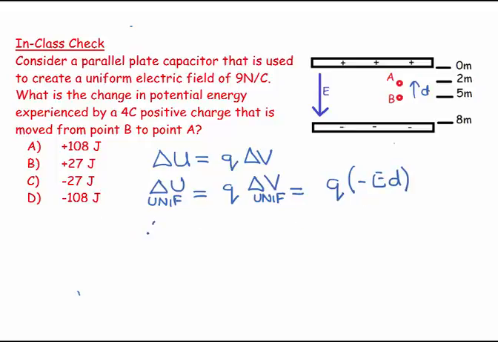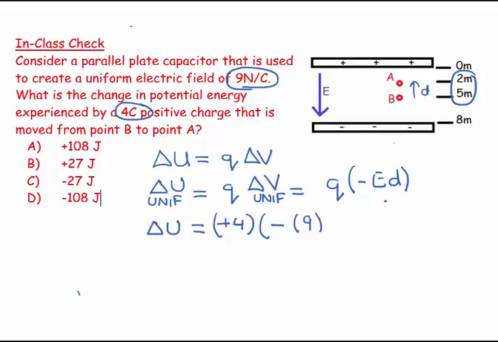So, looking at my question, my potential energy difference is going to equal Q, and Q is 4 coulombs positive. So let's put that down as plus 4. And then I have a minus, it's multiplied by a minus, and my electric field is 9 newtons per coulomb. And then my D, if I look at my diagram, I see my D is going to be 3 meters.